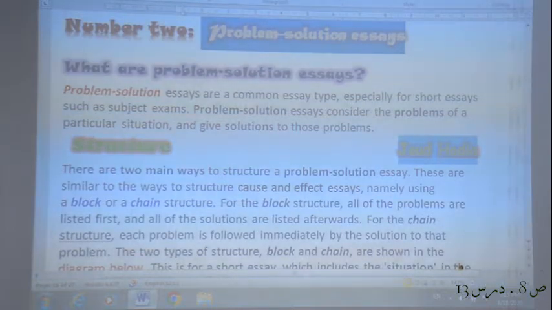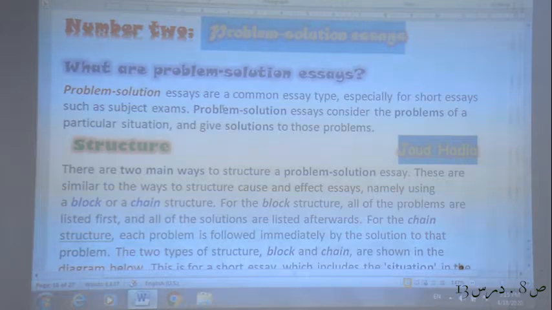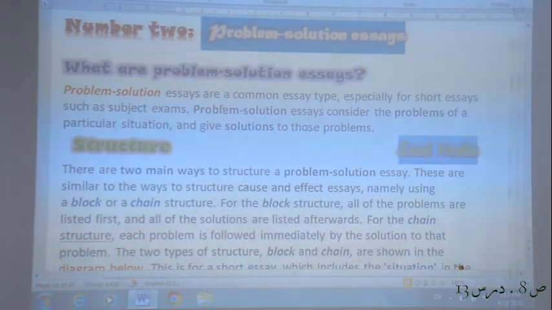First of all, problem solution essays are a common essay type. So in the final exam, you may be asked to write one of these essays, definitely cause and effect or problem solution essay. In this type of essays, we need to write about a problem, to state a problem, to raise a problem, to consider a problem or more than one problem about one topic, and to try to find solutions in the second paragraph.